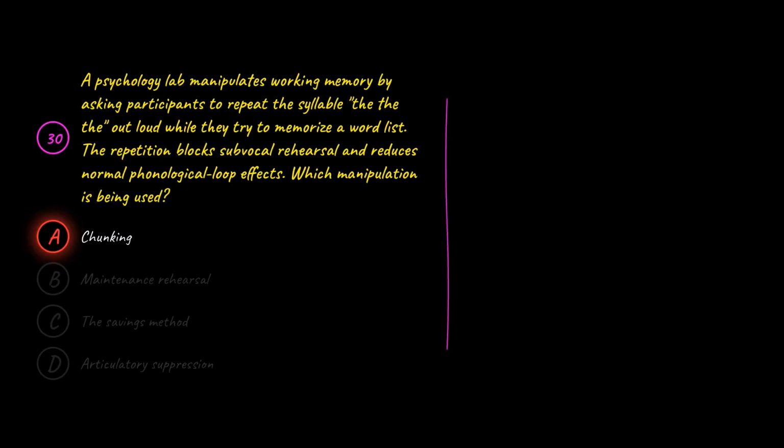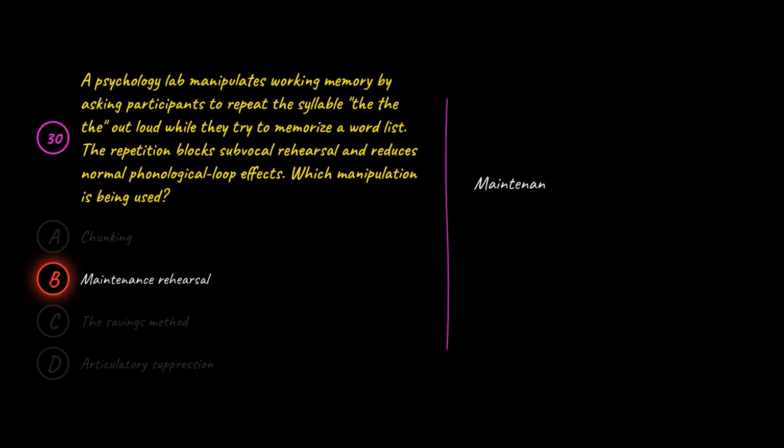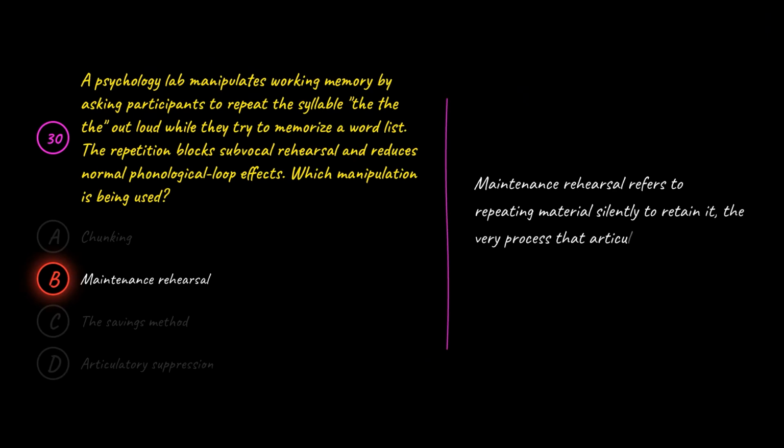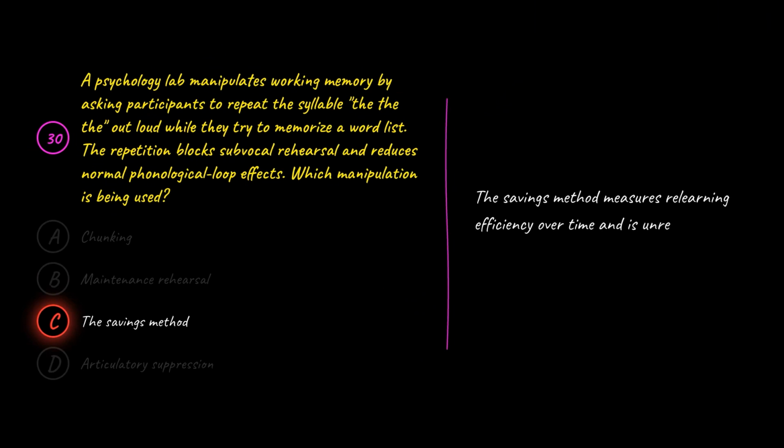A is wrong because chunking is a strategy that groups items into meaningful units to expand effective short-term capacity, the opposite of an interference manipulation. B is wrong because maintenance rehearsal refers to repeating material silently to retain it, the very process that articulatory suppression blocks. C is wrong because the savings method measures relearning efficiency over time and is unrelated to manipulating the phonological loop online.